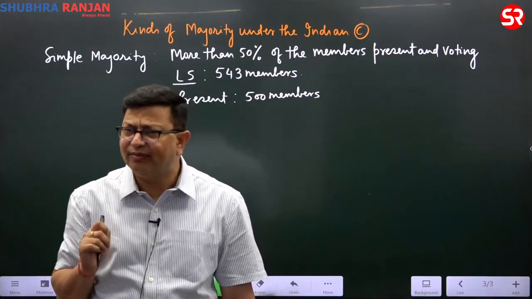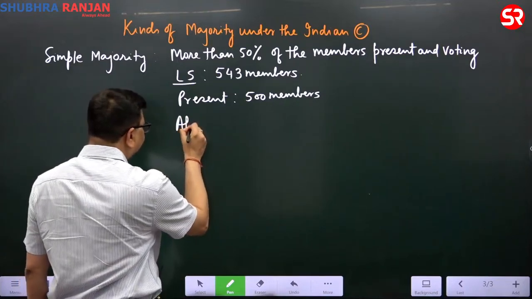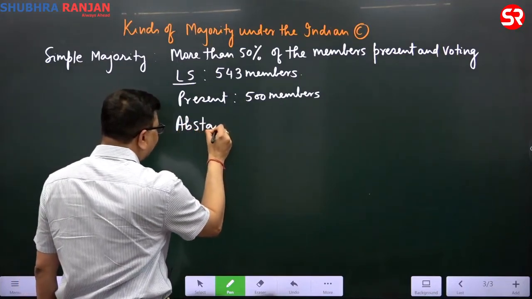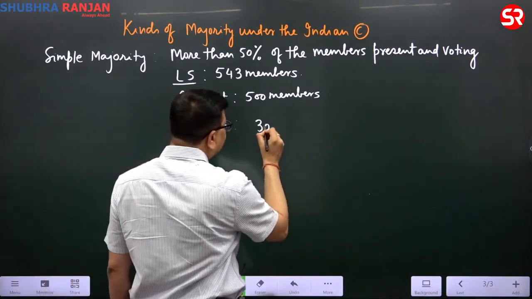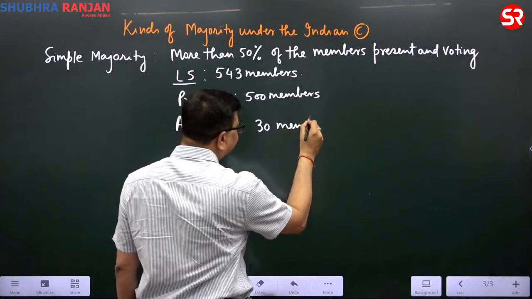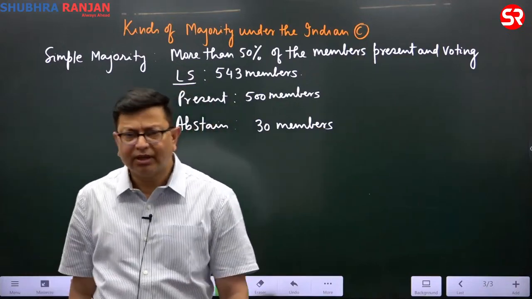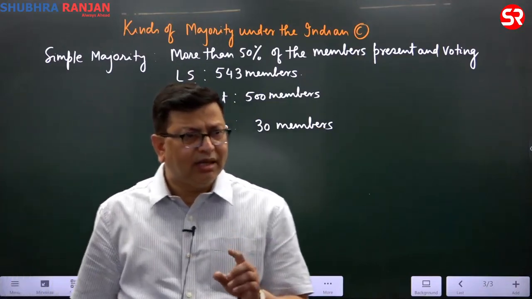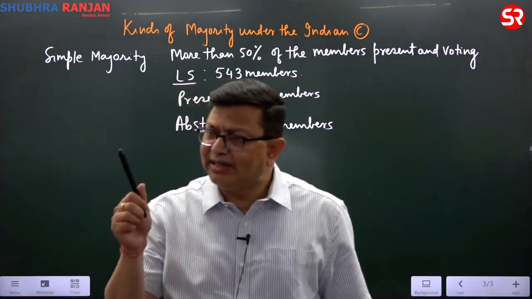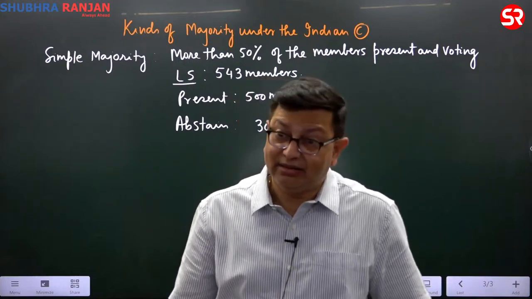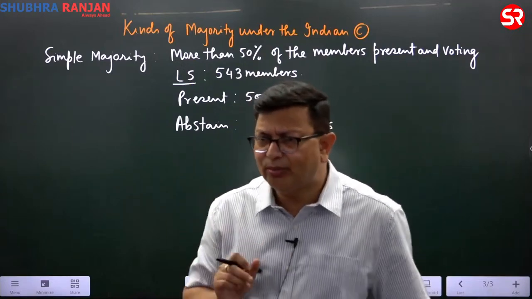It is not necessary. So suppose during the voting 30 members abstain. Abstain means a person is present in the house but he is not taking part in the voting. That is abstain.